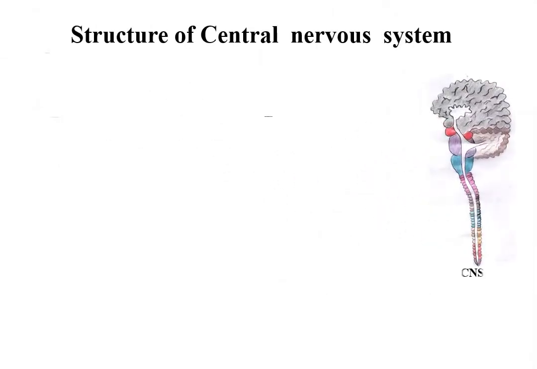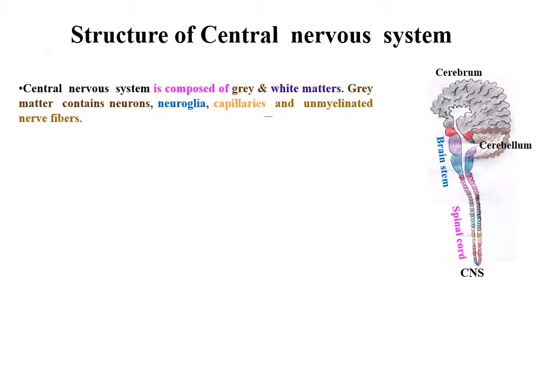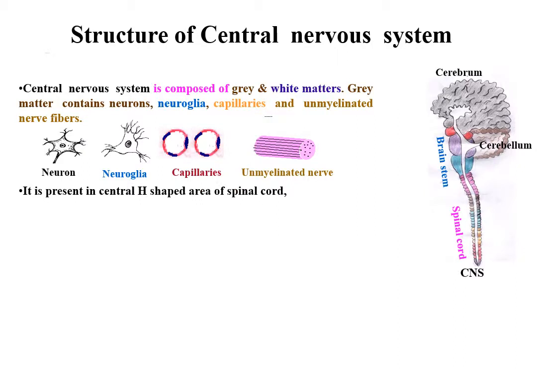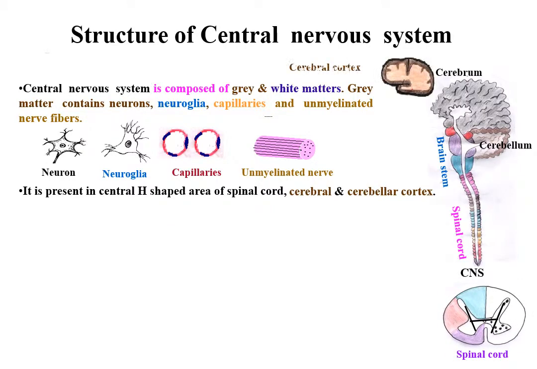Structure of central nervous system. Central nervous system is composed of gray and white matters. Gray matter contains neurons, neuroglia, capillaries, and unmyelinated nerve fibers. Gray matter is present in the central H-shaped area of the spinal cord, in the cerebral and cerebellar cortex.